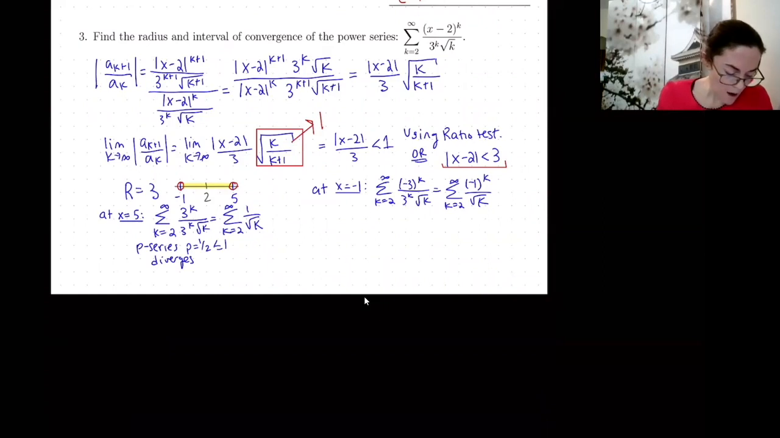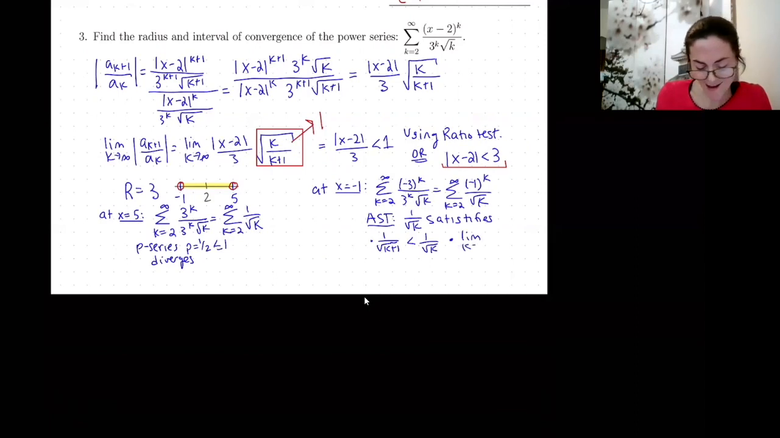This one, well, alternating series test. Maybe I'll just write the absolute value. 1 over square root k satisfies, we need two things. 1 over square root of k plus 1 is smaller, so it's decreasing. And the limit as k goes to infinity of 1 over square root k is 0. So we get that this alternating series converges by the alternating series test.